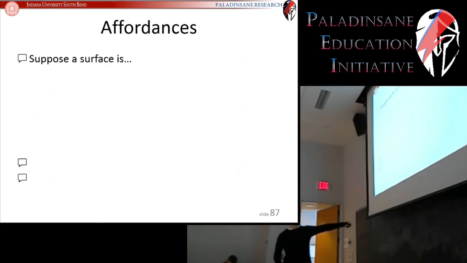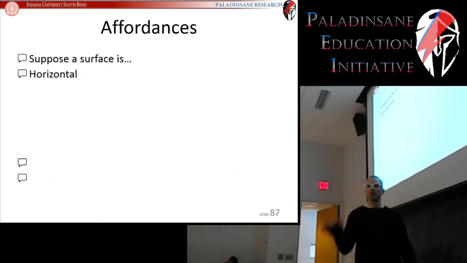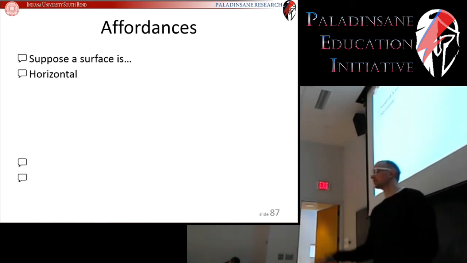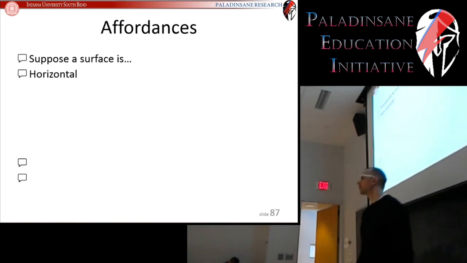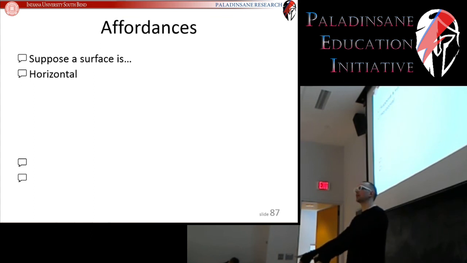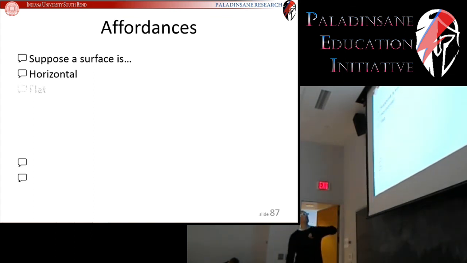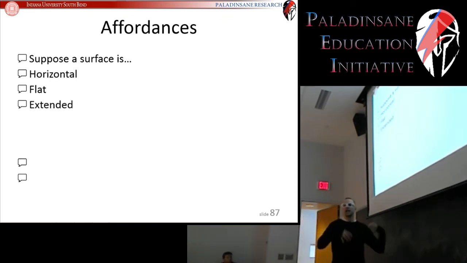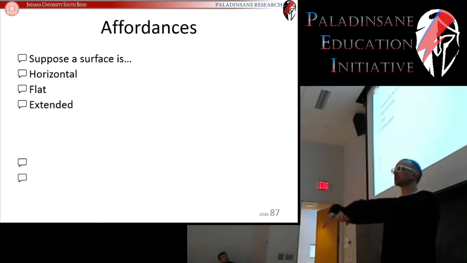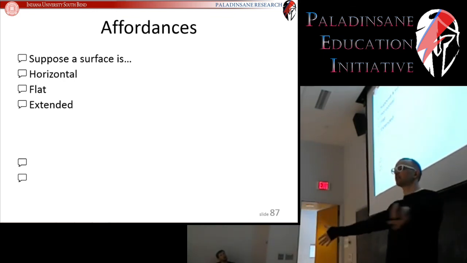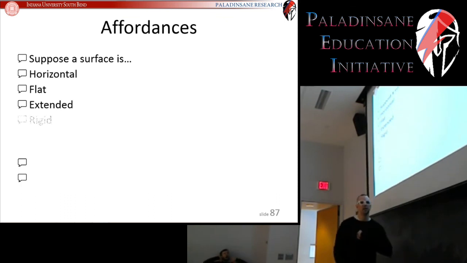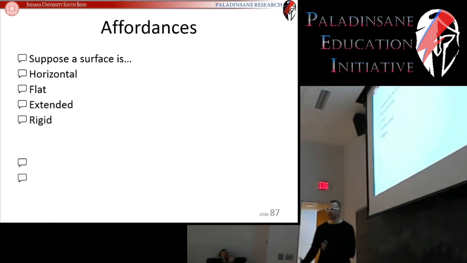So what is an affordance? Well, let's suppose that a surface is horizontal. Being horizontal is something that's objectively measurable, right? You can go to a surface, you can put a level on it, you can say this surface is horizontal. So that's objectively measurable. Flat is objectively measurable. So we have a surface that is horizontal, that is flat, that is extended. Extended just means that it has area, it has width, and it has length. It's rigid. Rigid is something that can be measurable.